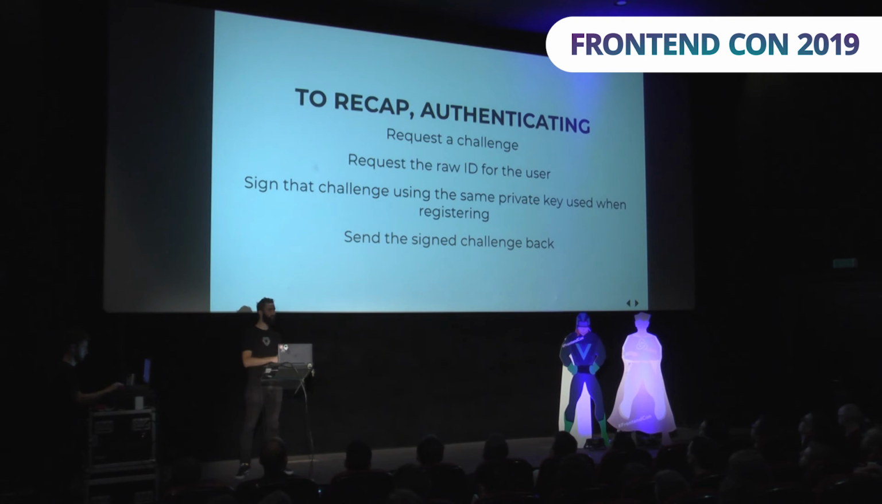And then when you want to authenticate, you just request a challenge, and you request the raw ID of the private key that the user has used previously to register. Send this to your authenticator device, and it will use that private key to sign a challenge again, and then send it back to your backend, where you will determine that it's the same key that signed the challenge based on the public key credentials.